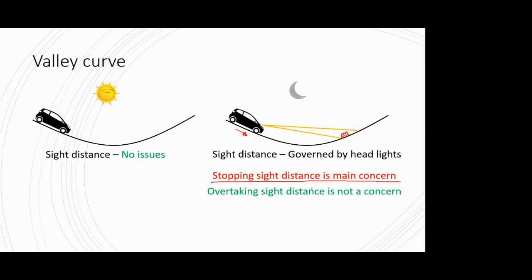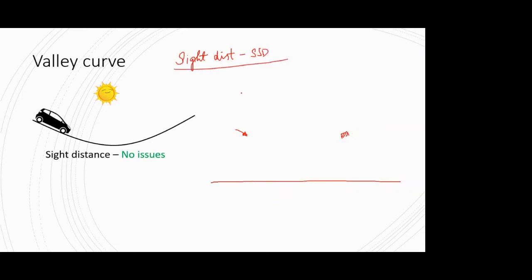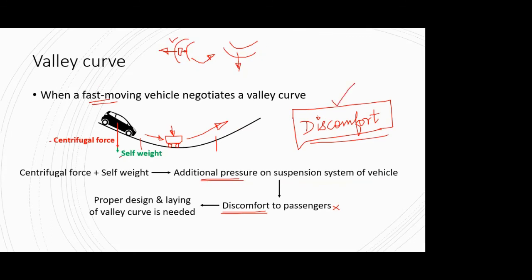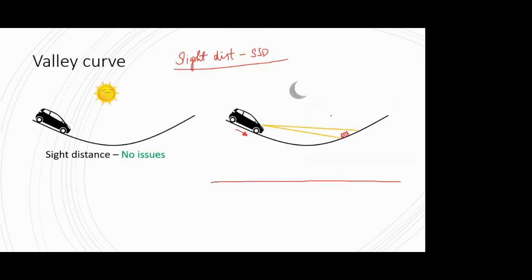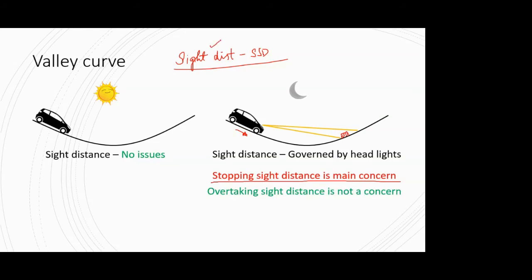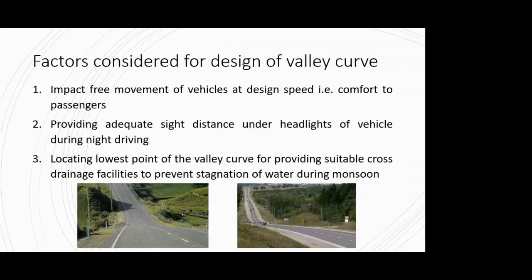Now here we got a second parameter on which your design will depend, that is sight distance, and that too the stopping sight distance. So the first parameter we got was discomfort, and the second parameter is the sight distance. These are the two parameters on which we think we will be able to design our valley curve, because we know that these are the two things I have to keep in mind.